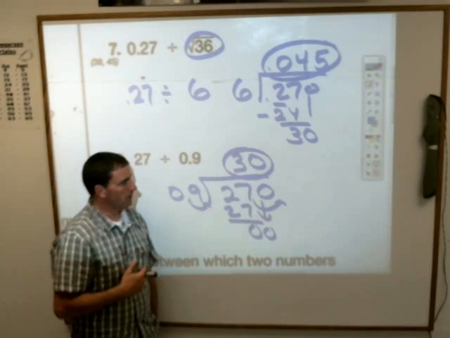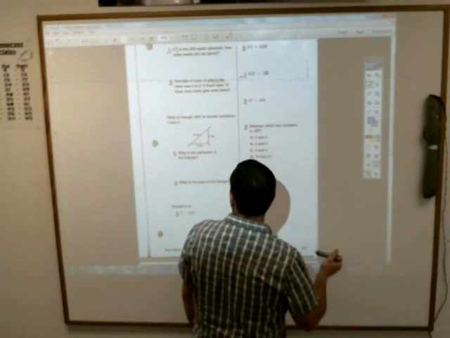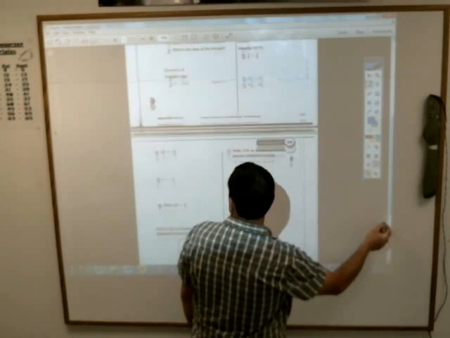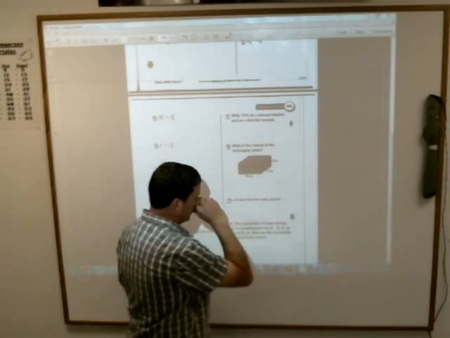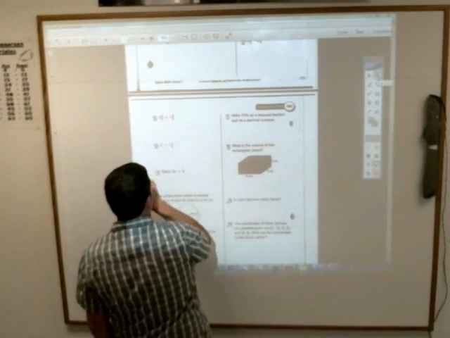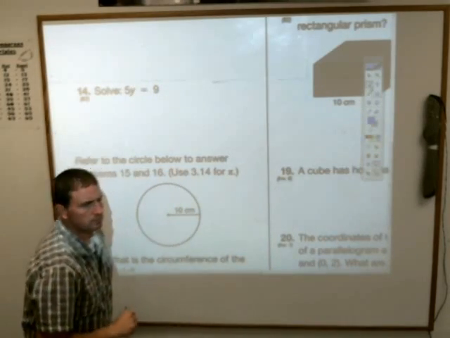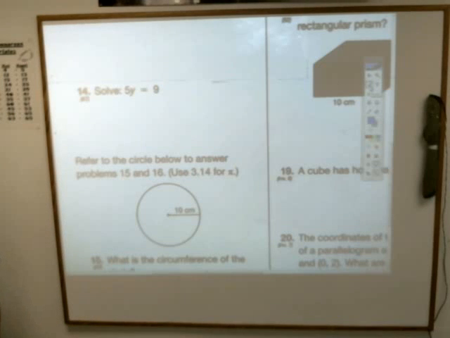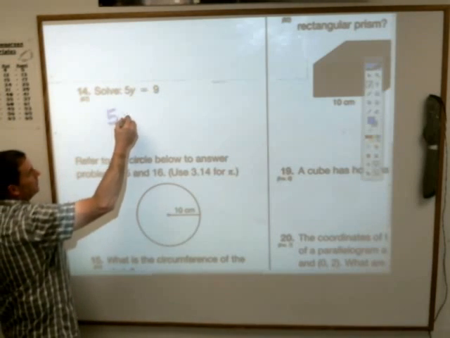Alex? 14. Is that on a different page? Problem number 14, ladies and gentlemen. How does one get the answer to 14? Again, this is equations now. So you don't have to go back and think of an easier problem. You just have this written down.